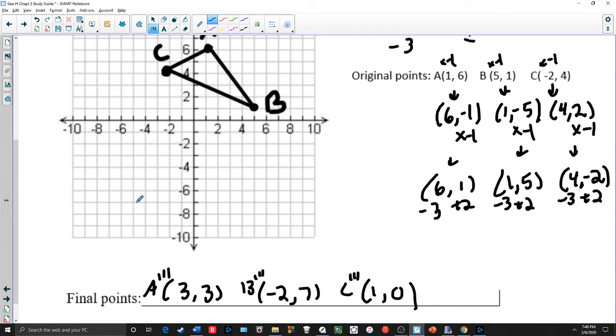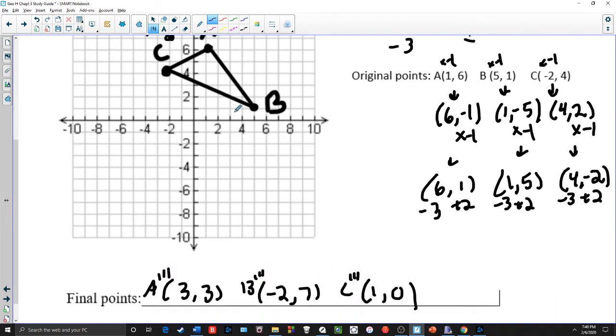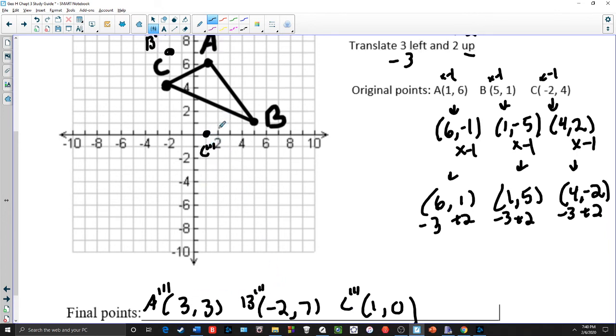So if you want to graph to see how this ends up, we can. So like (-2, 7), that would be somewhere right there. So that'd be my B triple prime. C would be (1, 0), so that'd be right there. That's C triple prime. And then A would be (3, 3), so 1, 2, 3, 1, 2, 3. So A triple prime would be right there.